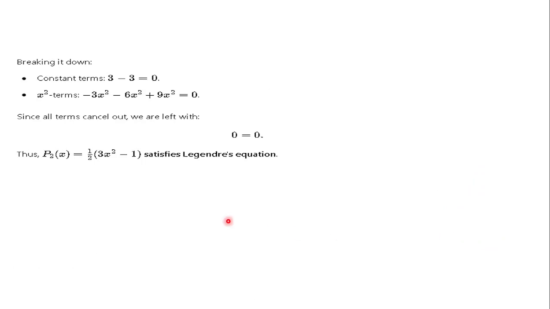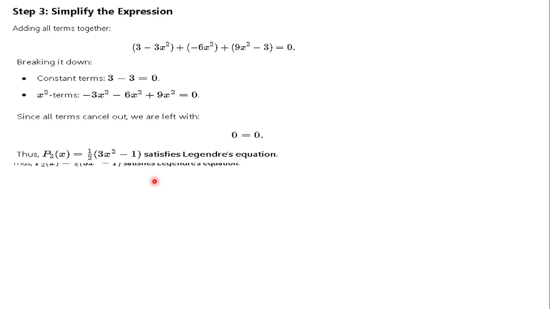Yes, sir. That's what you see. Terms that do not contain x squared give you 0. Terms that contain x squared are this and this. It gives you 0. Since everything cancels out, we have 0 equal to 0. So this P2 also satisfies the Legendre equation. Is that clear? Yes, sir.